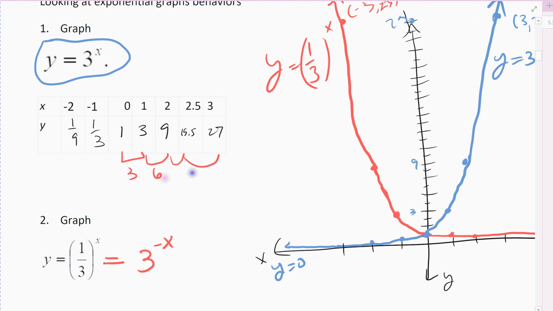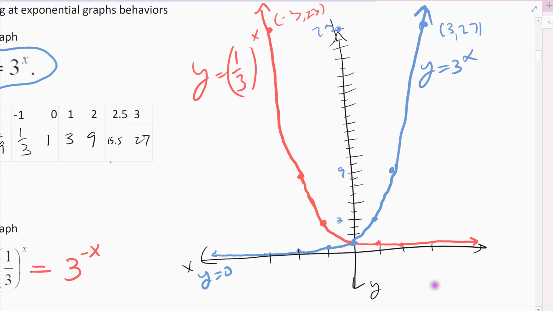First I go up by 3, then 6, and then 9 and 27. Actually, we'll just do 9 and 27. 3, 6, and 18, going up by bigger and bigger amounts. And so there's the graphs of those two functions, right?